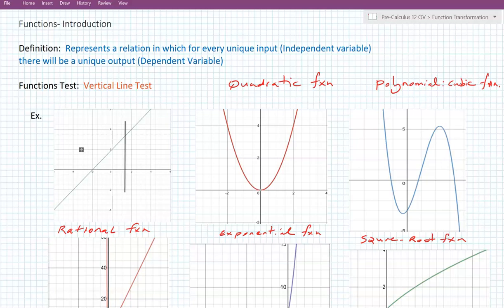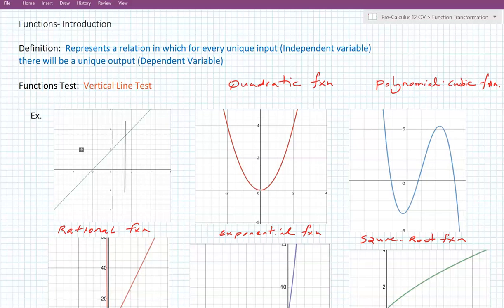Hello everyone. We are going to start the new chapter. The new chapter unit is called function transformation. But before we start doing anything with that, we need to review the definition of function, or general functions. And then once we have that, we can go ahead and talk about transformation.